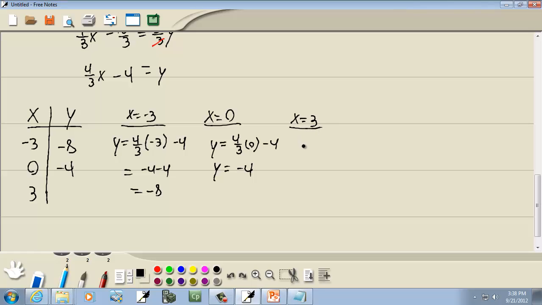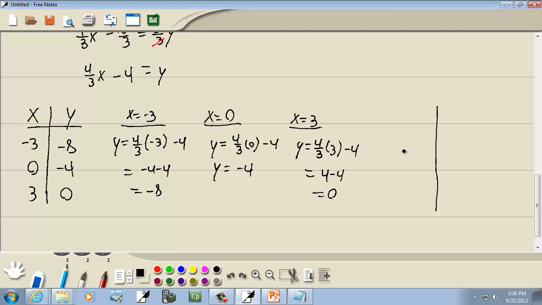And we got x is equal to 3. So we'll plug that in for our x. So we got 4/3 times 3 minus 4. 3's would cancel, so we got 4 minus 4, which gives us 0. So this point would be 0.